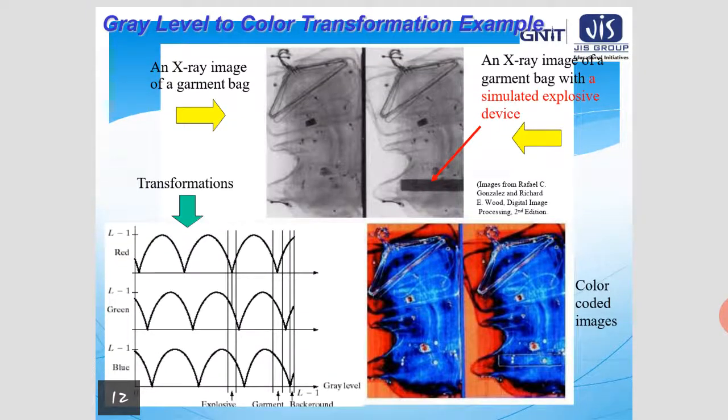This is another example where we also took the X-ray image of a bag without the explosive device and with the explosive device, and we also color mapped the images. In this case we can see that only the explosive device outline is visible, not the entire explosive device as in the previous one.